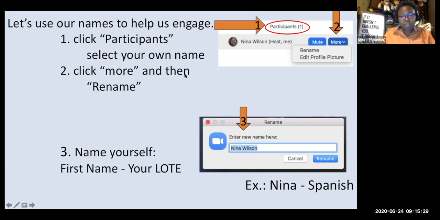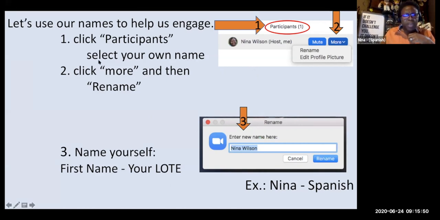And if you click on your own name, I want to say that it gives you the option, I'm sorry, not on your name, over where it says more. And if you're having a hard time finding that, can y'all let us know in the chat box? But I want you to go to where it says rename and rename yourself.